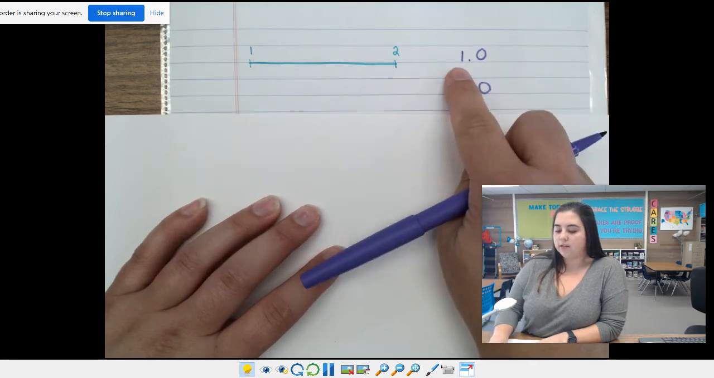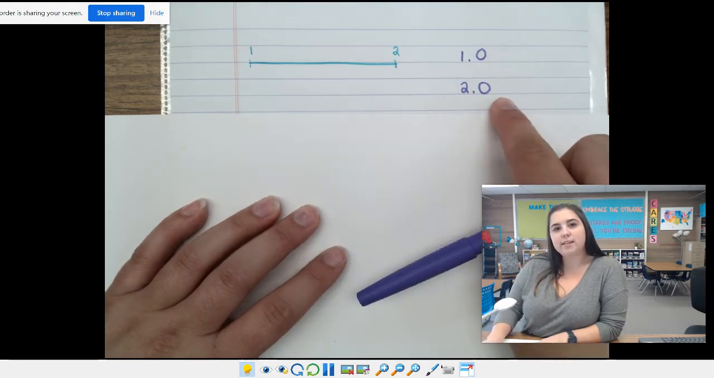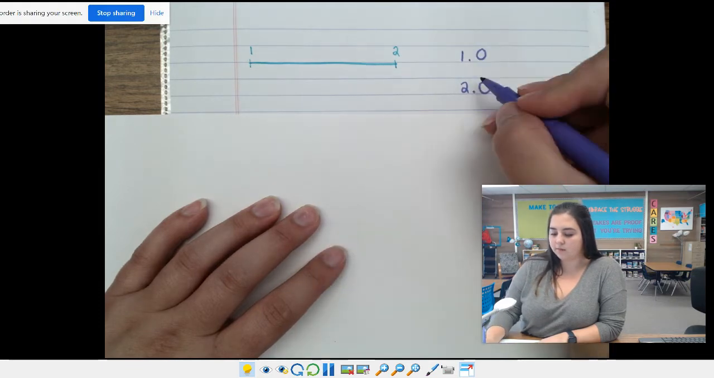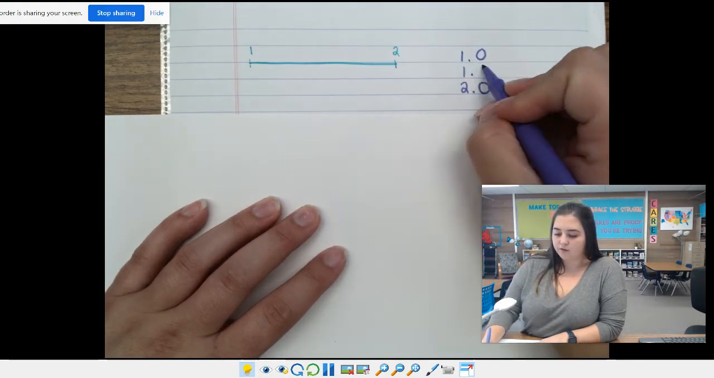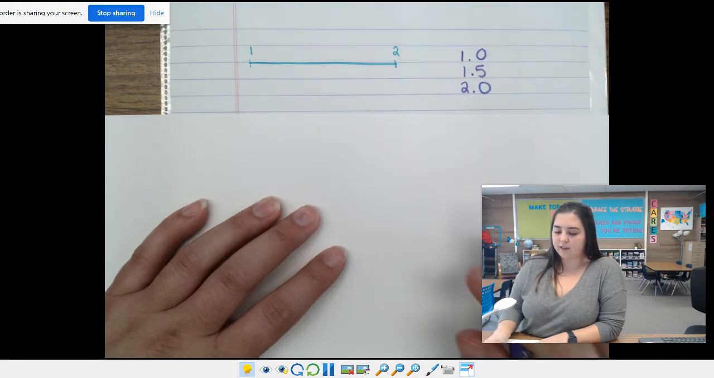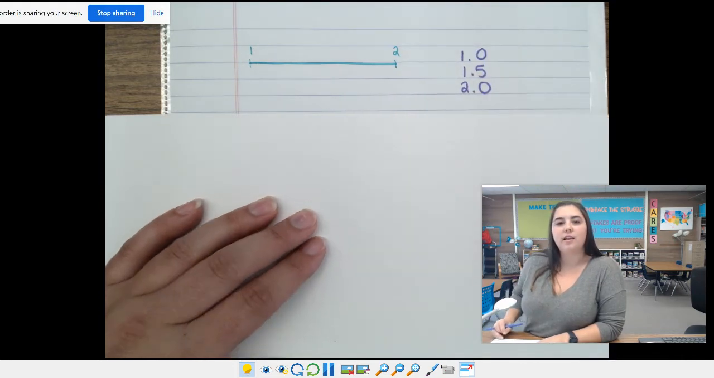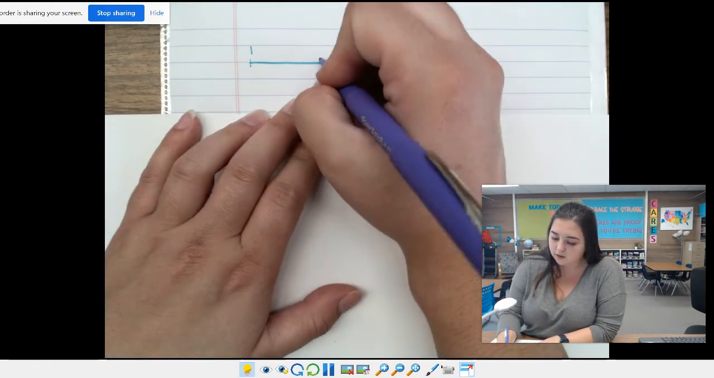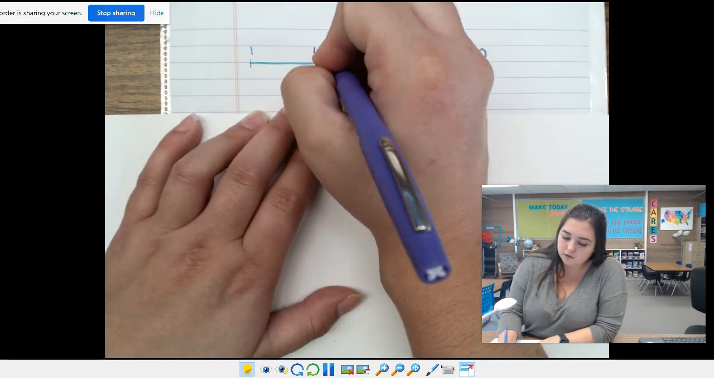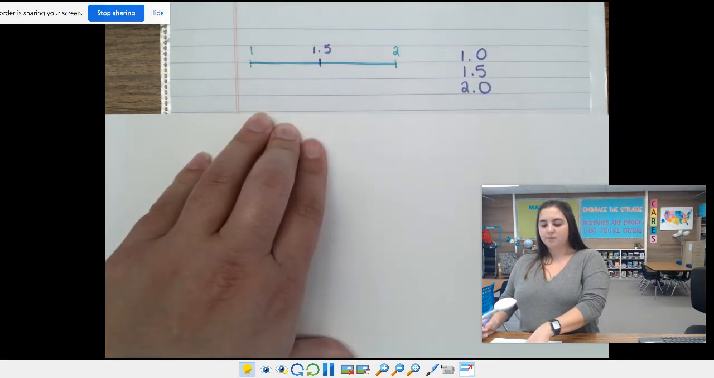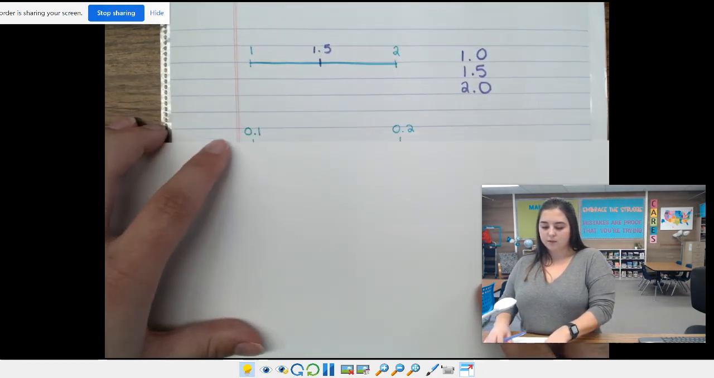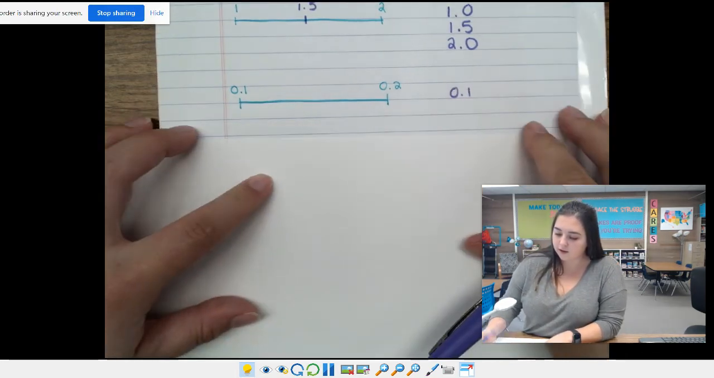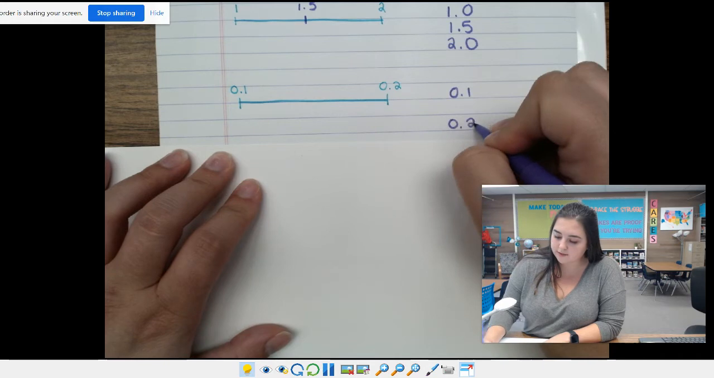Now I have 10 tenths and 20 tenths. What's in between 10 and 20? 15. And look how I kept that decimal lined up, staying the same place. So my 10, 15, then 20. So this would be 1.5 is in between those.